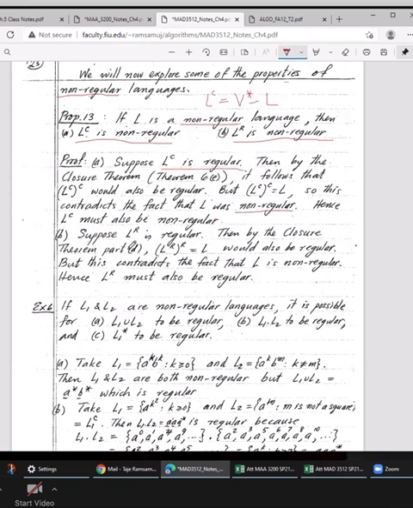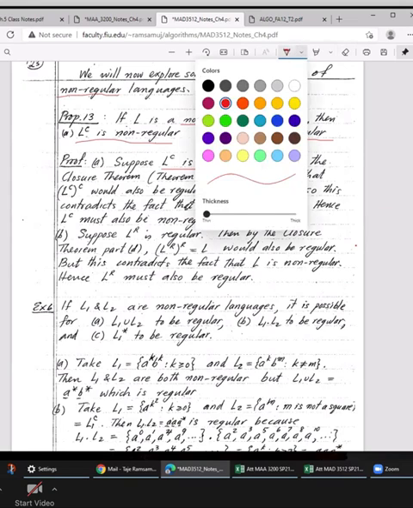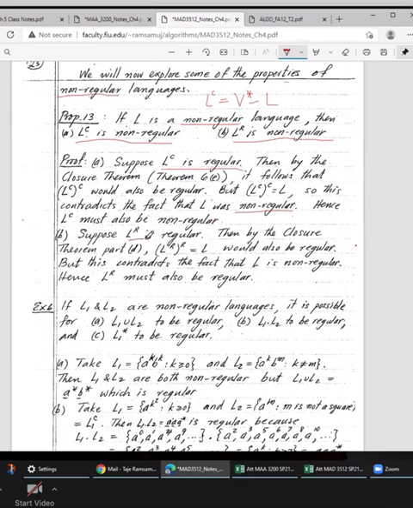Now, suppose L^R is regular. Suppose L^R is regular. Then, by again the closure theorem, (L^R)^R, which is L, would also be regular, just like this L complement.